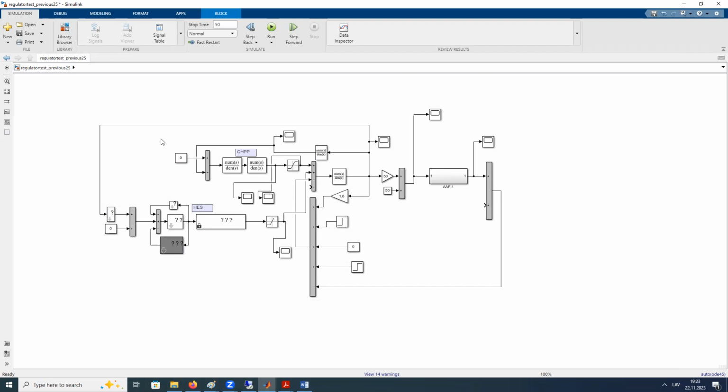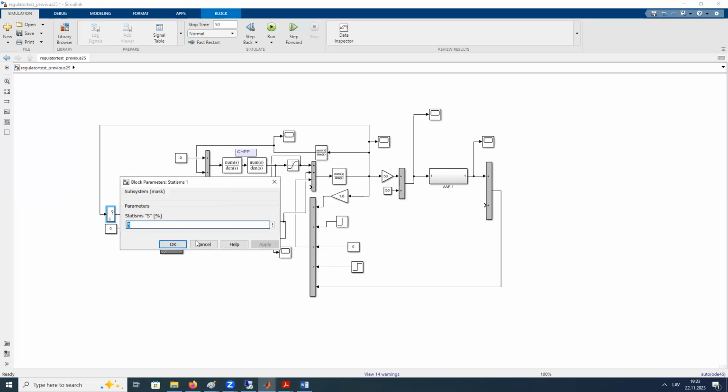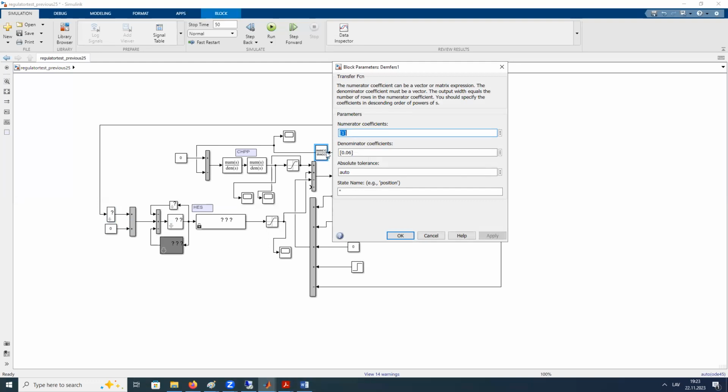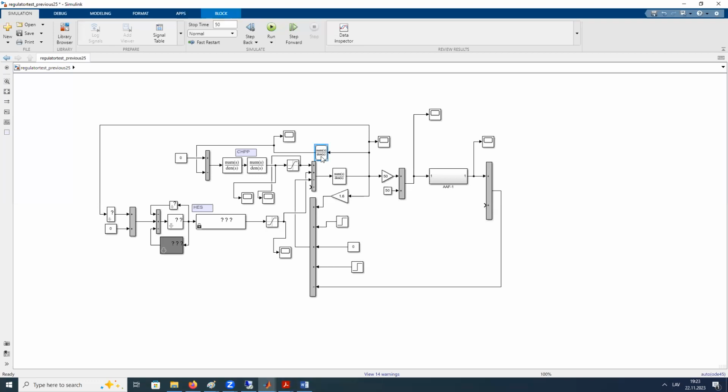In this way, we have our power system represented with two types of generators. You have CHPP and hydropower plants. Each one is represented with its own model. Here you could go for hydropower with a statism of 5.